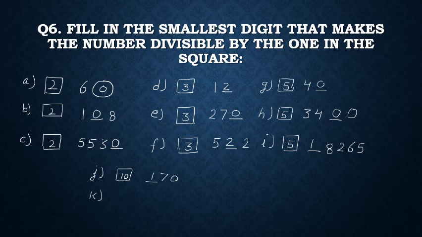Now I'm writing the K part. The number in the square given to us is 10, and the digits are 3, 4, 5 and dash. Obviously we are going to write 0 here, then only the number will be divisible by 10. Now I'm writing the last part for this question, L, and the number in the square is 10, and the digits given to us are 9, 0, dash. We can write 0 here, then only the number is divisible by 10.